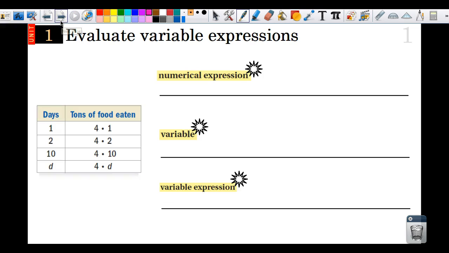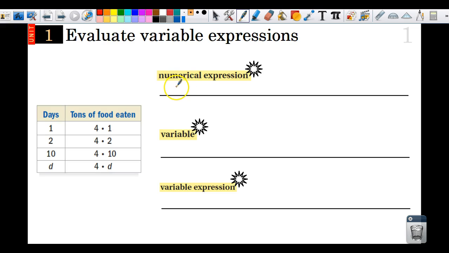But we'll make sure that in these videos we define important terms or things that you may or may not know about. For example, our goal was to evaluate variable expressions, but you probably need to know what a variable expression is in order to evaluate it. You probably need to know what evaluate means too. So we're going to talk about what that means.